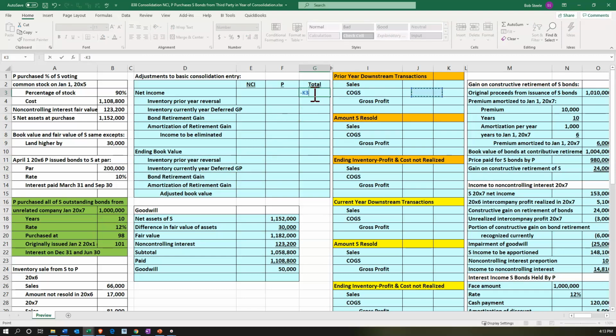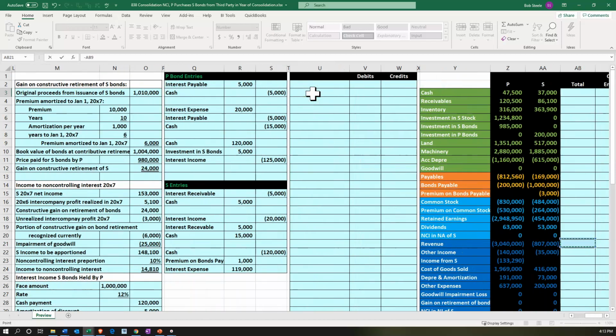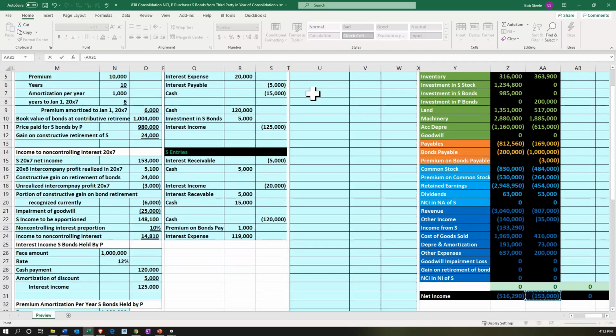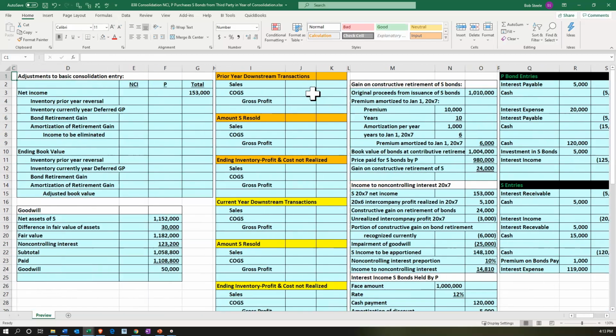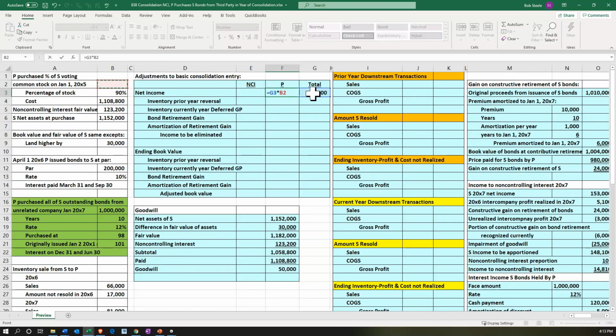So I'm going to start with net income. I'll take the negative of, scrolling over to the trial balance, the 153,000. Then we break that out into controlling and non-controlling interest: the 153,000 times the 90% controlling interest, and the 153,000 times 1 minus that 90% for the non-controlling interest.